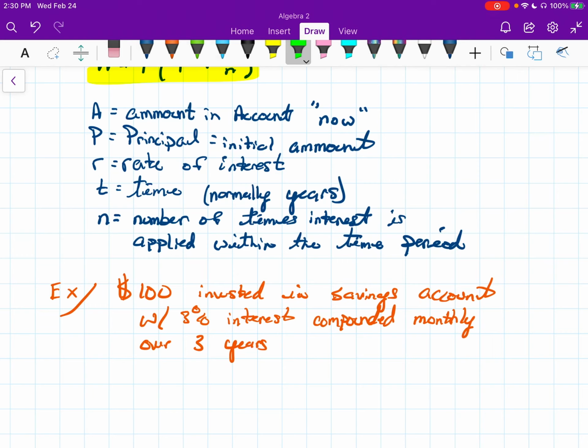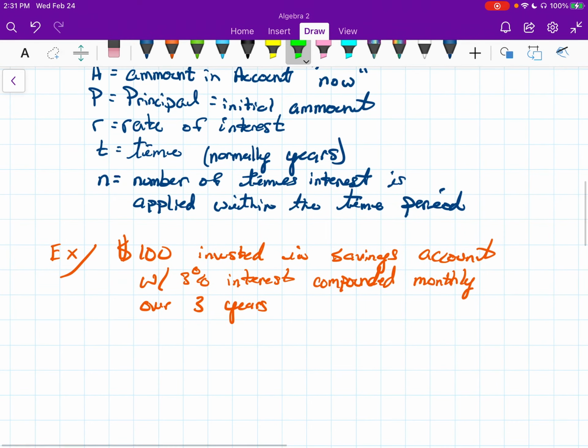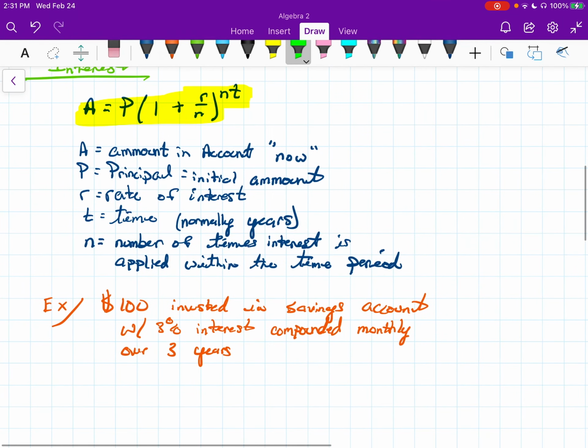Now, these functions and problems get really difficult if you say things like you're going to add money to it every month. For this one, we're just going to say you put the $100 in it, and then you set it and forget it. You don't do anything with that account. You let the account do its thing. So we're going to see how much money you have after 3 years in that savings account.